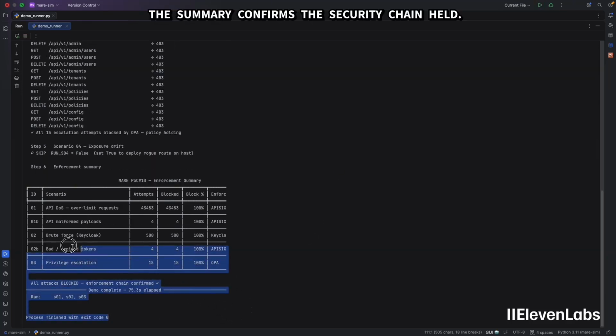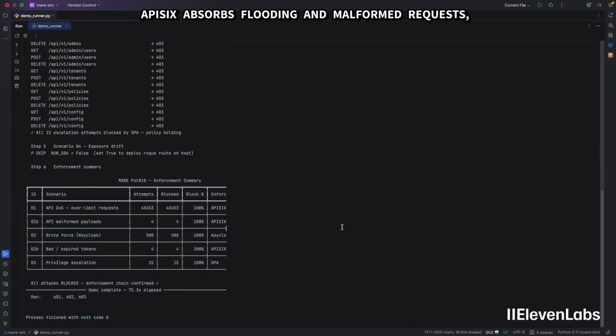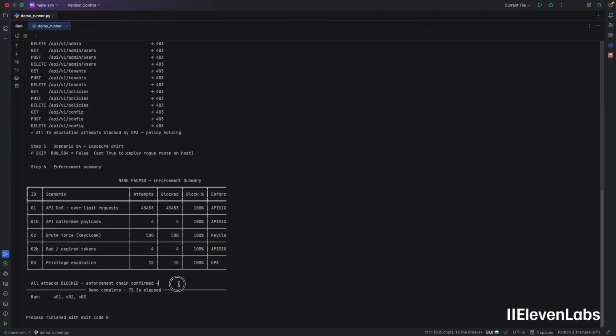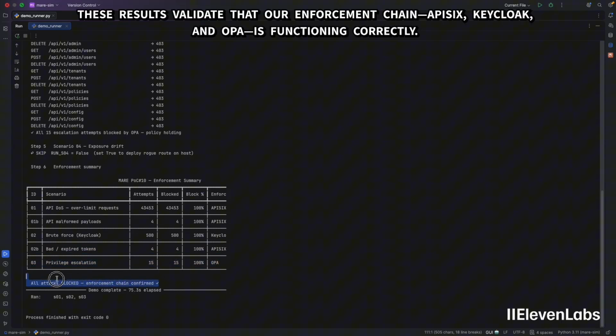The summary confirms the security chain held. APISIX absorbs flooding and malformed requests, while Keycloak blocked every brute force attempt. Forged tokens were stopped at the gateway, and OPA denied every unauthorized administrative access. These results validate that our enforcement chain, APISIX, Keycloak, and OPA, is functioning correctly.